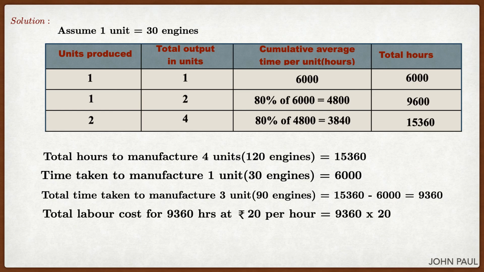Total labor cost for this 9,360 hours at the rate of rupees 20 per hour equal to 9360 into 20, that is rupees 1,87,200.